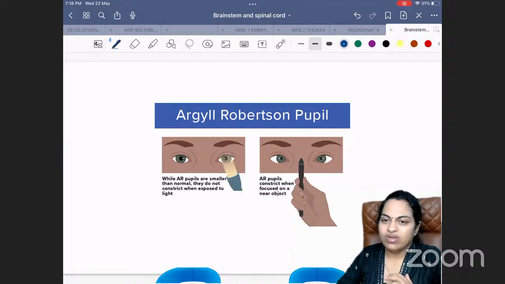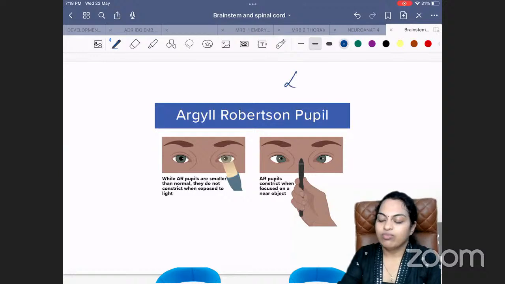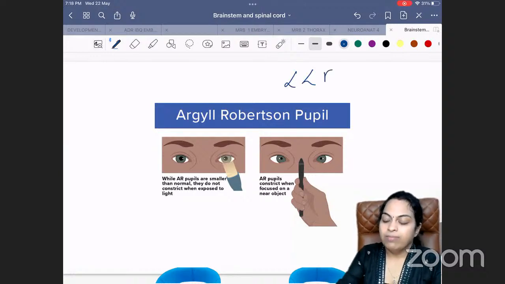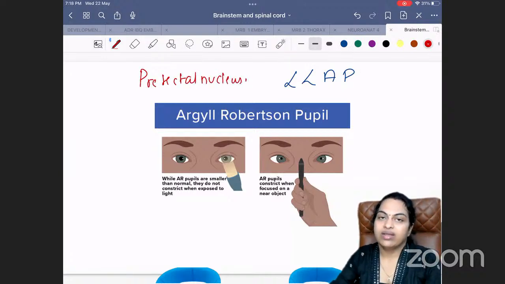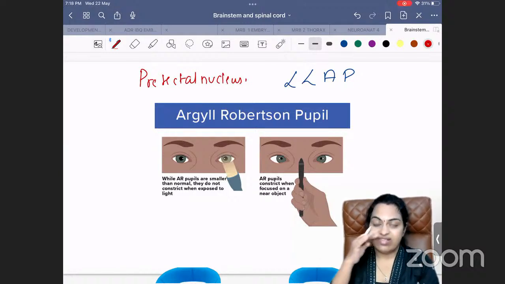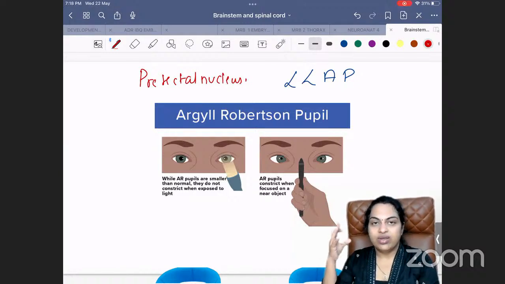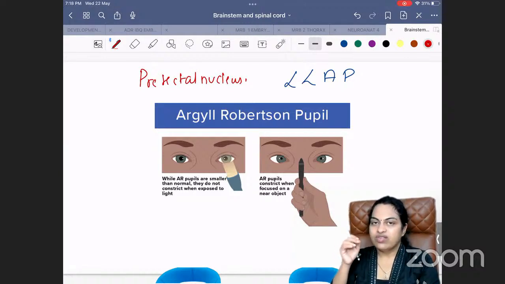And last, what is Argyll-Robertson pupil? Where is the lesion? In the Argyll-Robertson pupil, the light reflex is lost, but the accommodation is present. Please remember the lesion is in the pretectal nucleus. The pretectal nucleus is responsible for the light reflex. This nucleus is situated in front of the superior colliculus, as I told you. So to light the pupil will not constrict, but the accommodation is present.